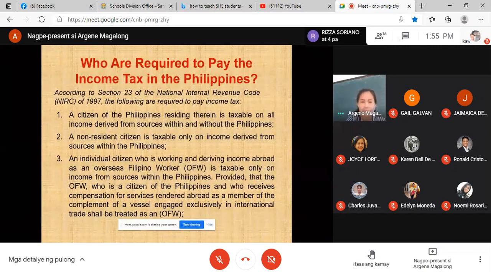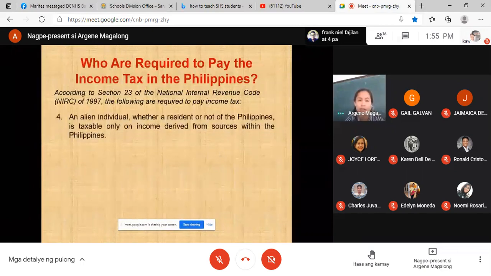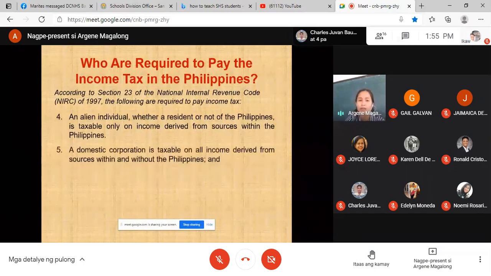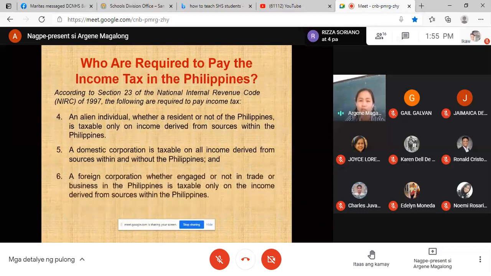Okay. Meron din tayong alien individual, whether a resident or not of the Philippines. Taxable only on income derived from sources within the Philippines pa rin. And yung mga domestic corporation, taxable on income derived from sources within and without the Philippines, and foreign corporation, whether engaged or not in trade or business in the Philippines, taxable only on the income derived from sources within the Philippines.